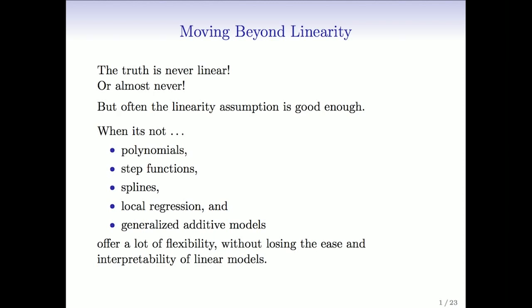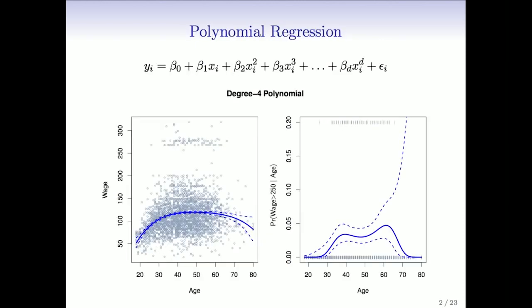So there's the list: polynomial, step functions, splines, local regression, and generalized additive models. Kind of increasing in complexity as we go down the list. And as you'll see, they're just as easy to work with as linear models. Polynomial regression we've really covered before. We're going to introduce these nonlinear methods, for the most part, except when we get to generalized additive models, with a single variable. But you'll see it's just as easy to do in many variables as well.